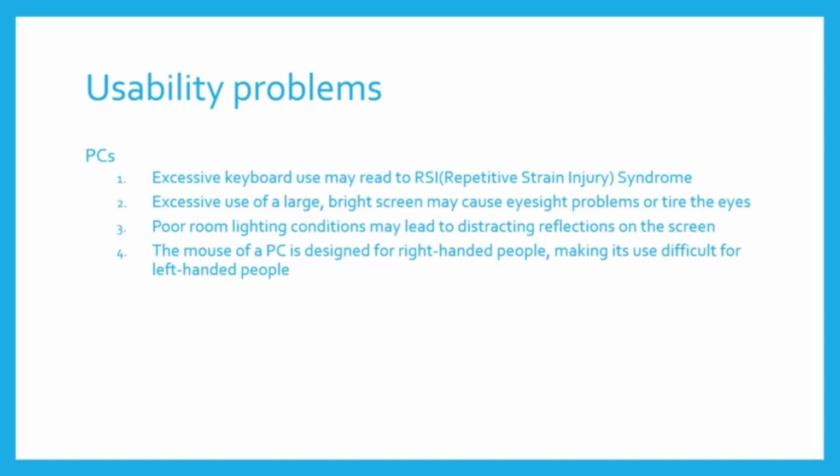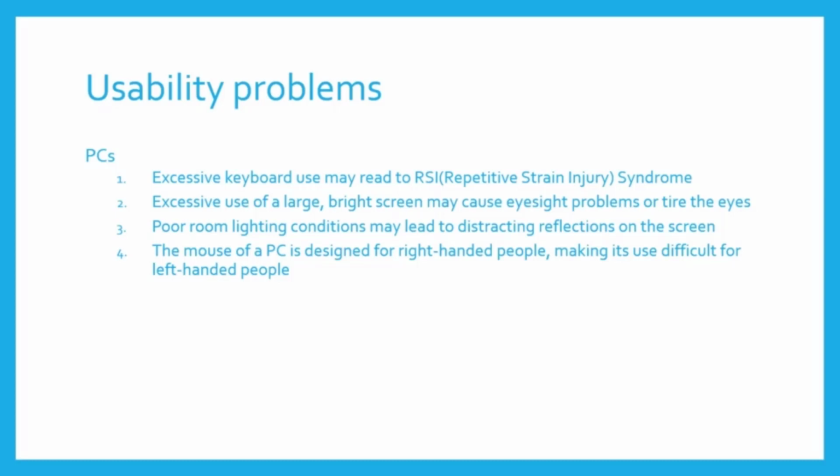For PCs, excessive keyboard use may lead to RSI, repetitive strain injury syndrome, or excessive use of a large, bright screen may cause eyesight problems or tire the eyes, especially the blue light that can be very damaging for the eyes and the retina. Poor room lighting conditions may lead to distracting reflections on the screen. The mouse of a PC is designed for right-handed people, making it difficult for left-handed people to use.